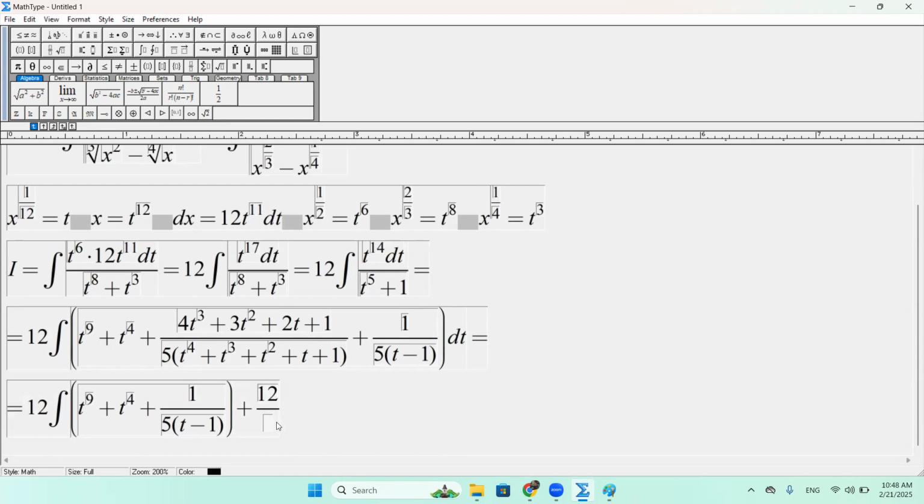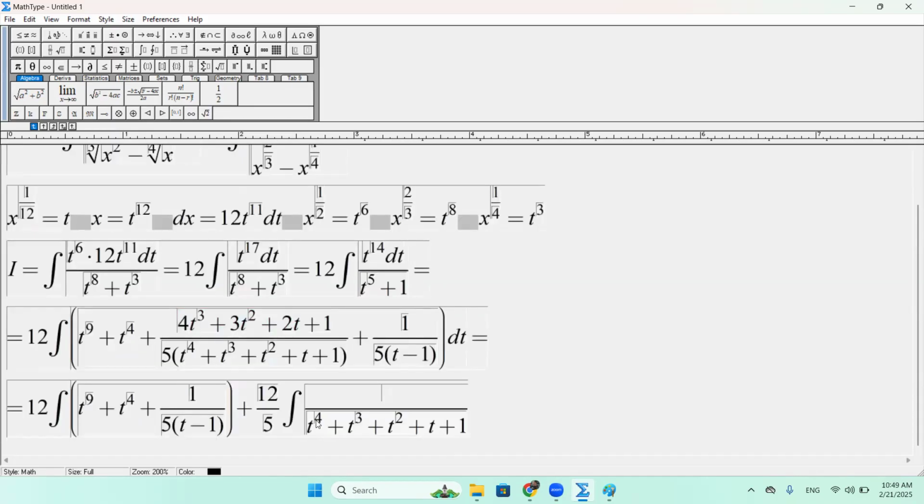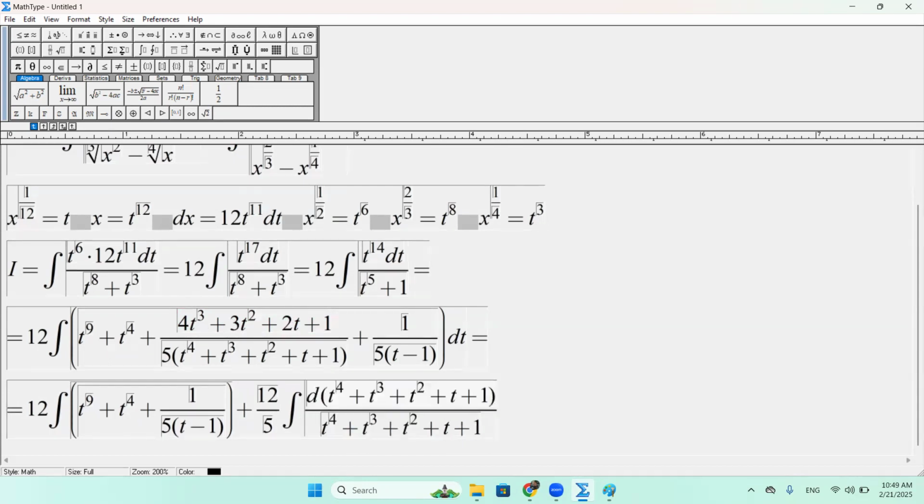So 12 over 5. And now what we can see. So this is the differential of this expression. So if we differentiate, 4 in power of 4t cube plus 3t squared plus 2t plus 1 plus 0. And now we can integrate it.